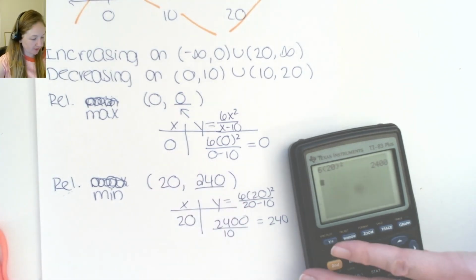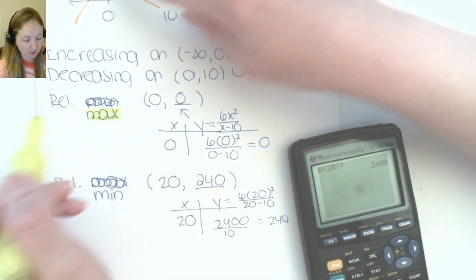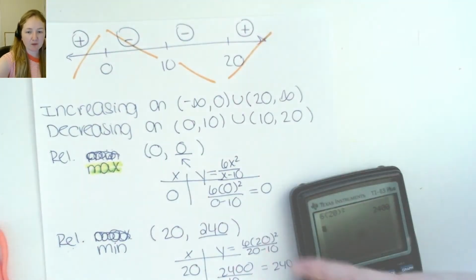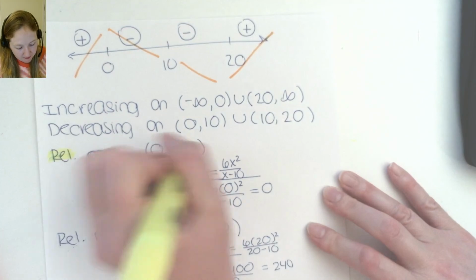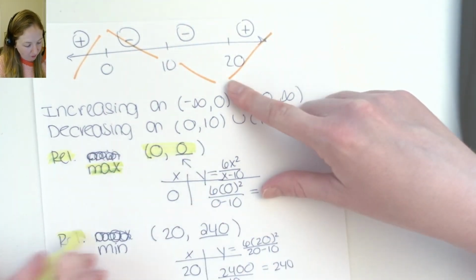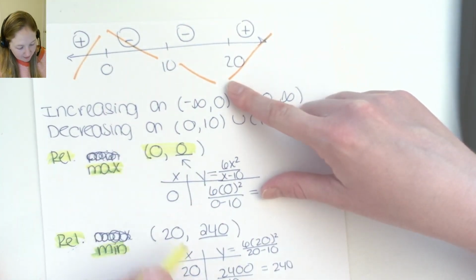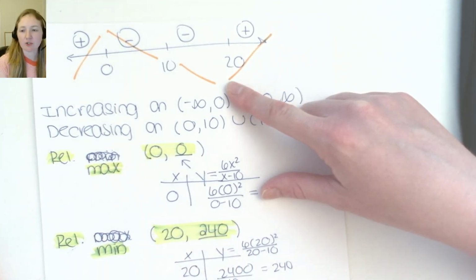So again, I'm sorry I misspoke there, but max is definitely going to be the peak, and the peak is happening at 0, comma 0. And then our relative min is happening at 20, comma 240.